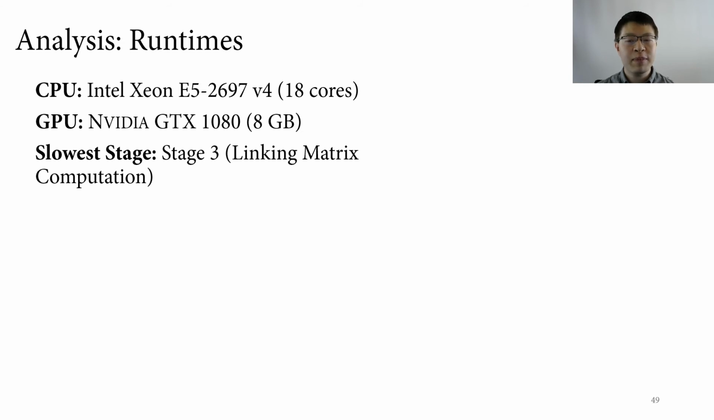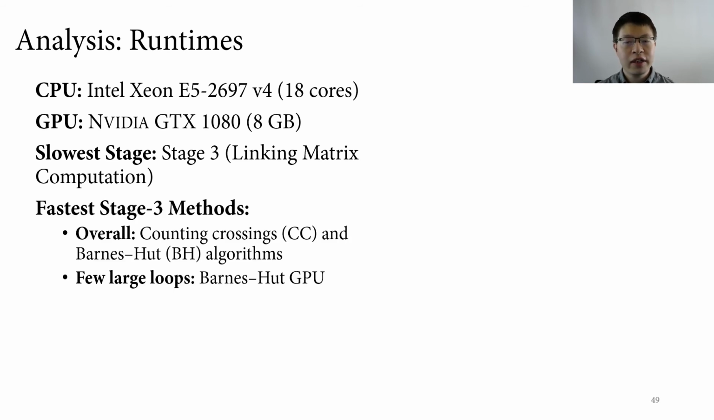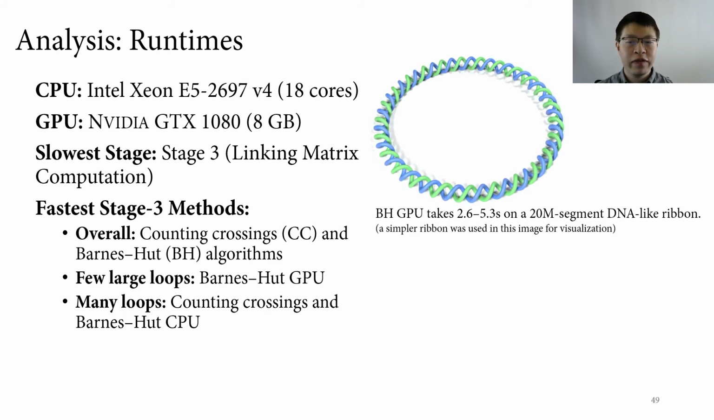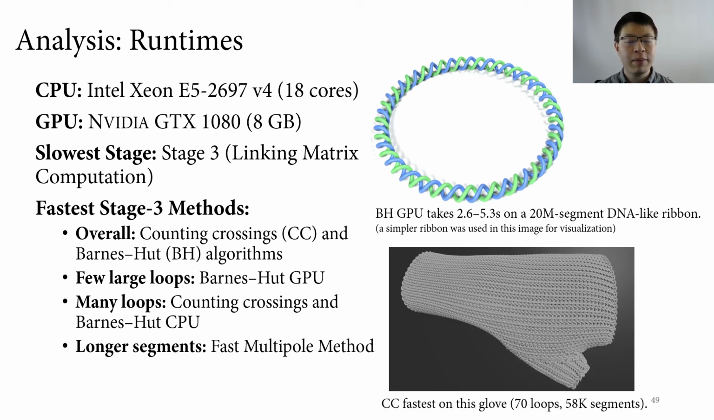Let's look at the runtime performance. Note that our GPU is a GTX 1080 from 2016. In most cases, Stage 3, the linking matrix computation, takes most of the runtime. The counting crossings and Barnes-Hut methods are the fastest in most cases, taking advantage of tree structures but still remaining cheap. In particular, the GPU Barnes-Hut shines on large double helix DNA ribbons, taking only 5 seconds on a 20 million segment ribbon. Counting crossings and Barnes-Hut are also efficient in examples with more loops, such as the deformed glove.